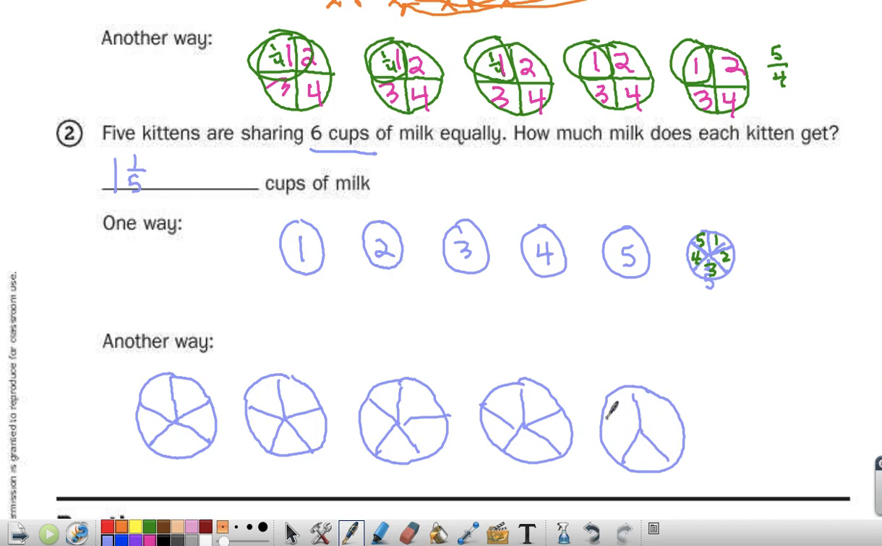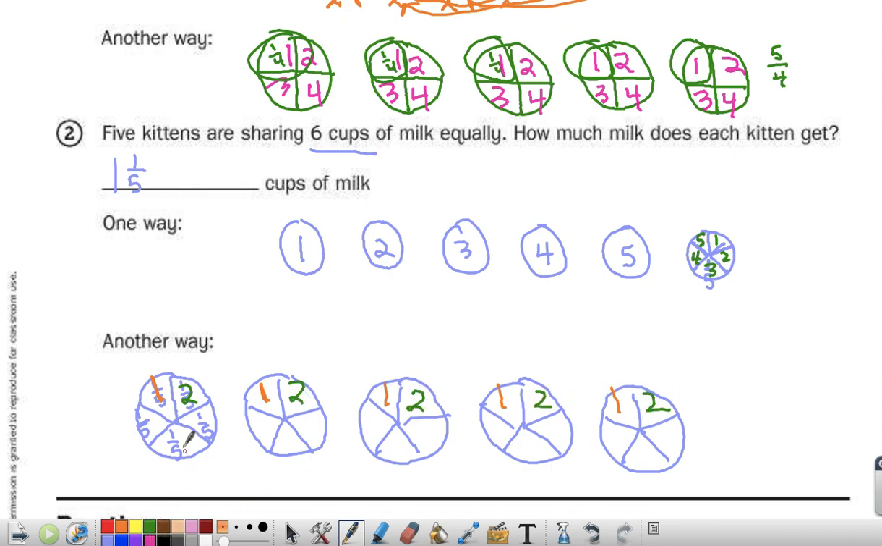I'm taking one whole circle and breaking it up into 5 pieces. Each piece would be 1/5 of the circle, 1 out of 5. Now, I could say that kitten one is going to get 1/5 here, 1/5 here, 1/5 here, 1/5 here, and 1/5 here. Kitten two would also get 1/5 from each cup.